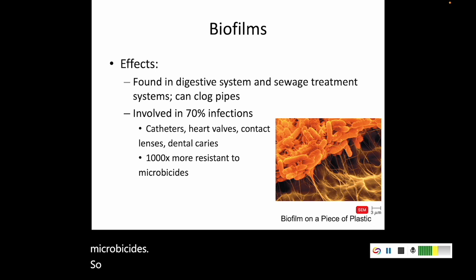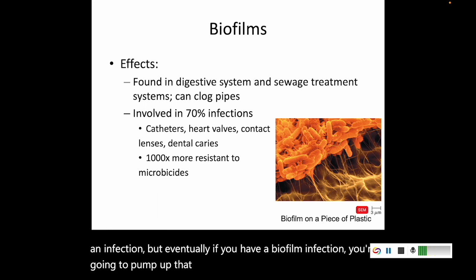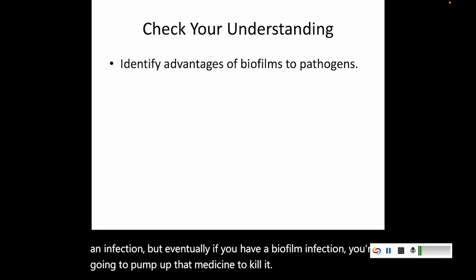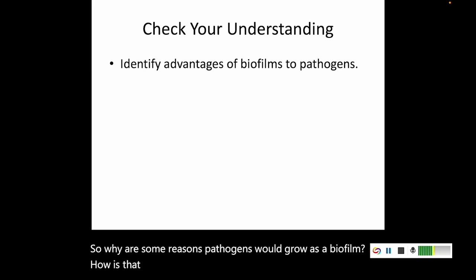So it's a lot easier to use aseptic technique and reduce the risk of an infection. But eventually, if you have a biofilm infection, you're going to pump up that medicine to kill it. So what are some reasons pathogens would grow as a biofilm? How is that advantageous to the pathogen?